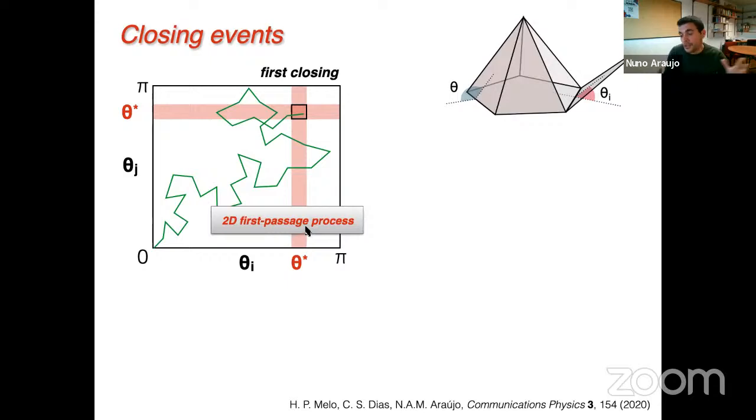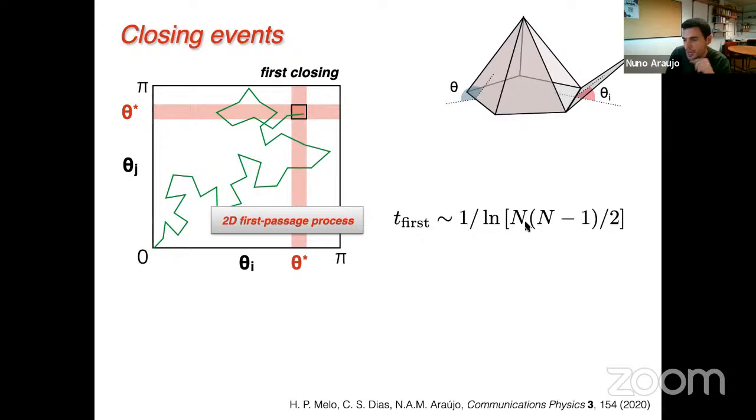But in fact, since we have n faces, the question that we are asking is, what is the fastest of all possible 2D first passage processes that we have in the system? And so if you calculate the typical time for this first closing event, obviously, if you assume that n is large, what you will see is that it needs to scale as something like 1 over the logarithm of the number of pairs.